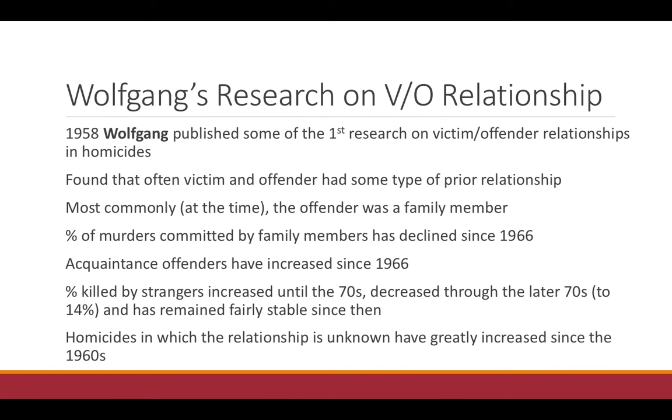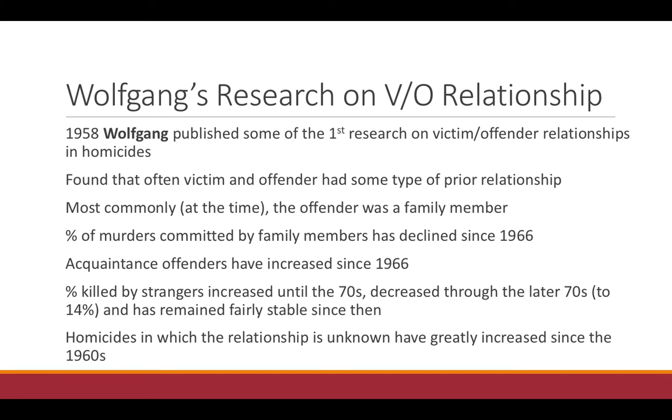Wolfgang is a pretty well-known criminologist, and he did some research on victim-offender relationships, and he published some of his first research on this in 1958. And he found that oftentimes the victim and the offender did have some type of prior relationship. Most commonly, at the time of this research, the offender was a family member, but the percentage of murders committed by family members has been declining since 1966, and acquaintance offenders, so still offenders known to the victim, have increased since that time. The percentage of victims killed by strangers increased until the 70s, then it decreased throughout the later 70s and has remained fairly stable.